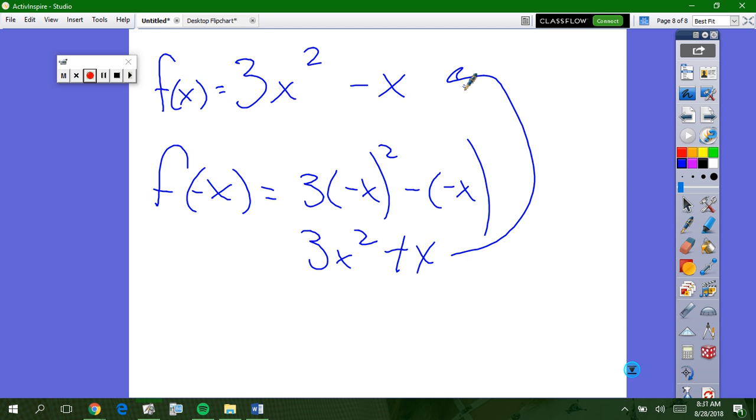If we look at this graph, it looks like this really quickly. Is that symmetrical about the y-axis? No. It's symmetrical about the vertex, right? If we fold it on the vertex, it would be symmetrical, but that's not the y-axis.